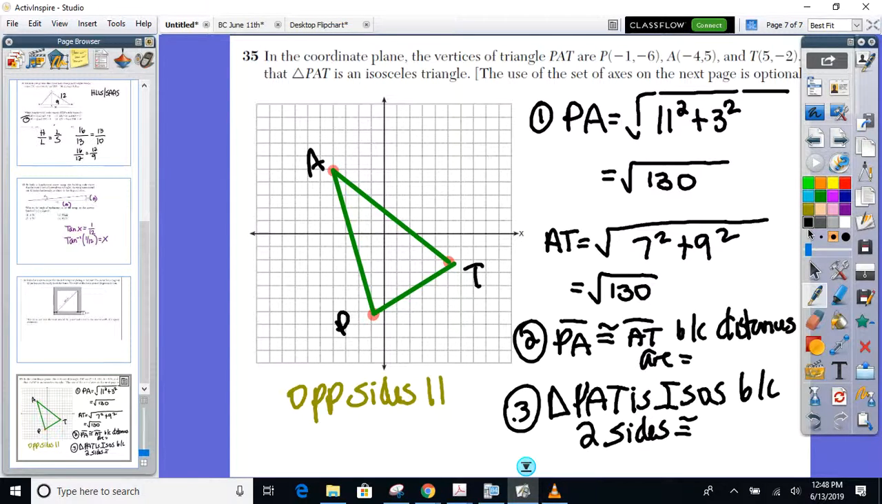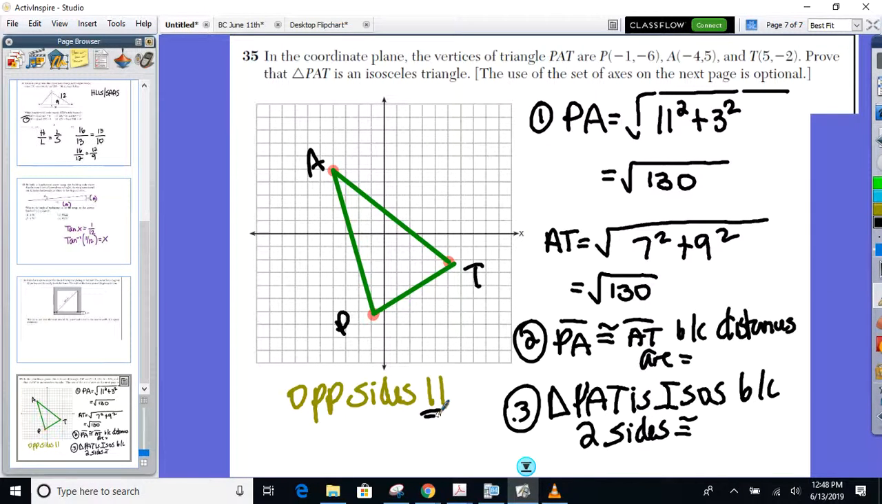What side do you want to find the slope of? Because if we're talking about parallel, we've got to find slope. PT or PA? Okay, go ahead. Find the slope of PT. Up and over how many? Up 4, over 6. So whatever R is, AR also has to come out to be 4 over 6.